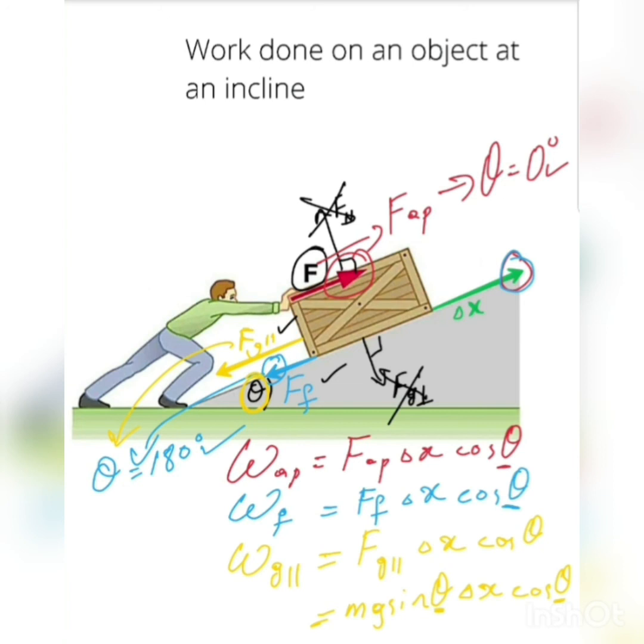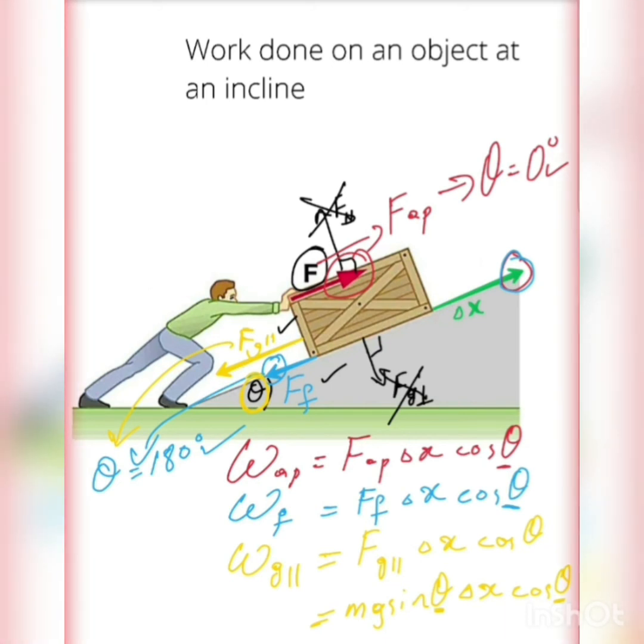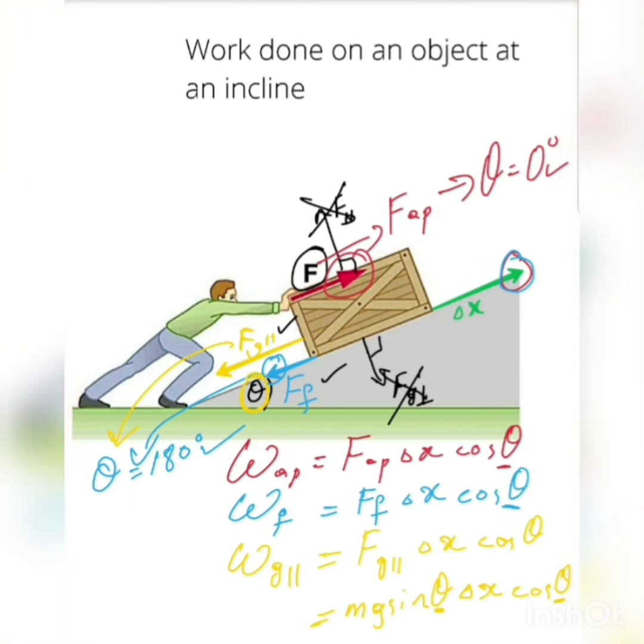for the frictional force. Why is that the case? It is because we know that the FG parallel force always acts downwards the slope. So if an object is pushed upwards, then it means our FG is going to be acting downwards. And again, if our object is being pushed downwards, still our FG parallel is still going to be acting downwards the slope.